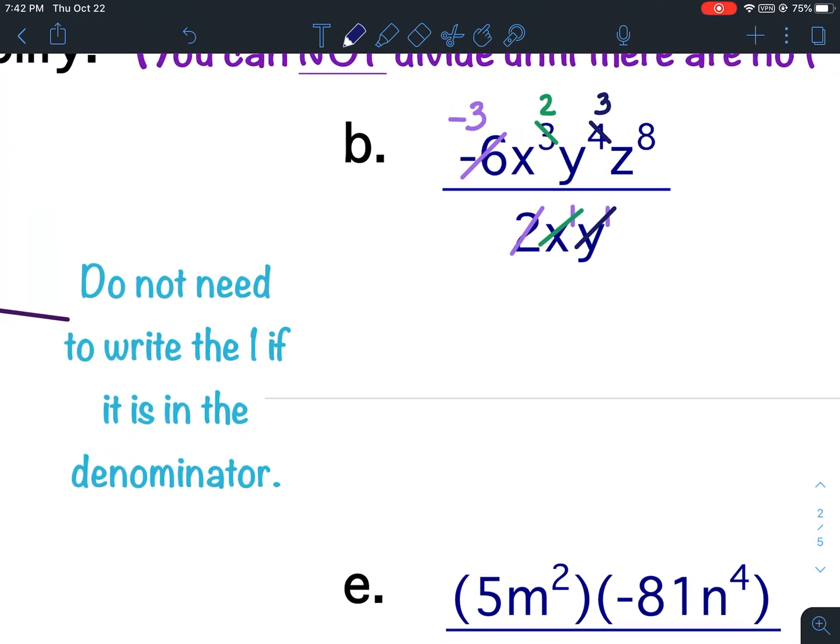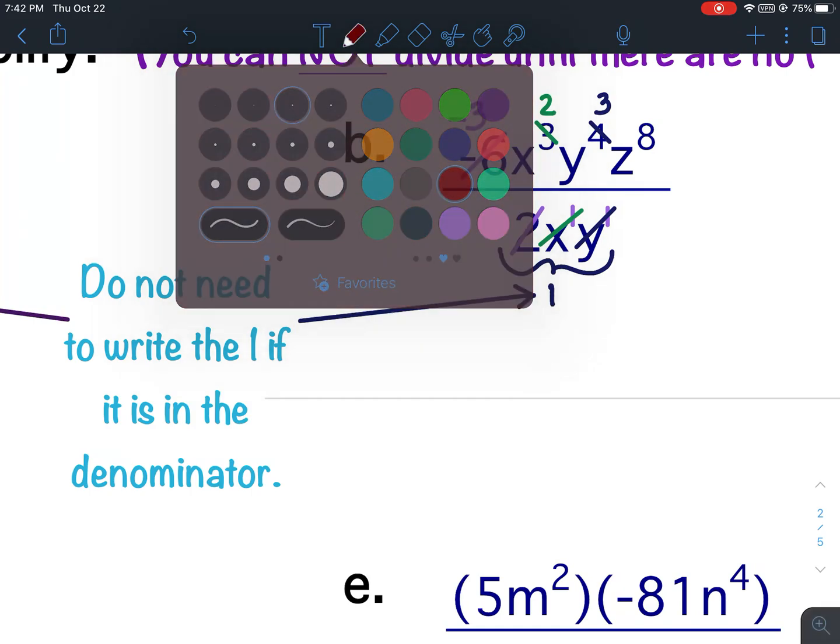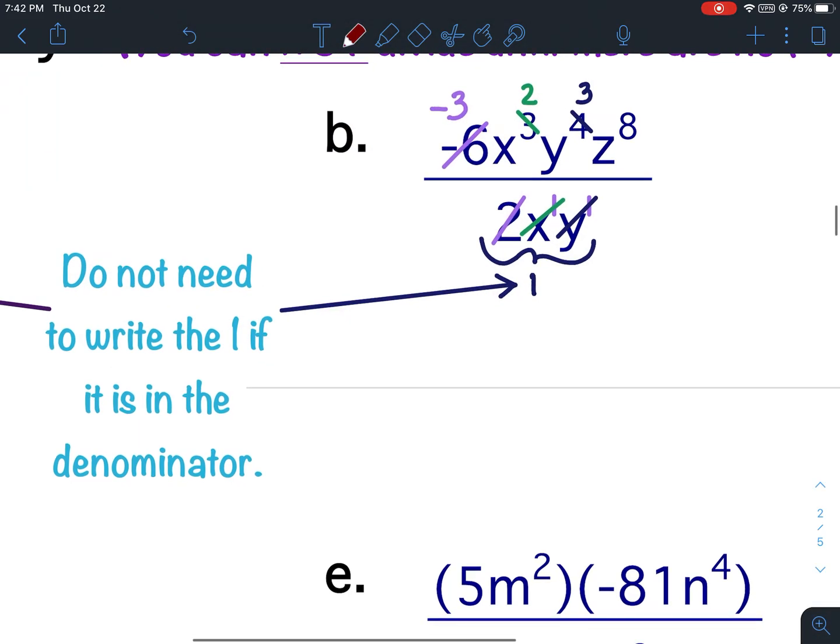So once again, the only thing left in the denominator is a 1. And I don't need it. I just need to worry about what's in the numerator. So what's left in the numerator is -3 x squared, y to the third, and z to the eighth.